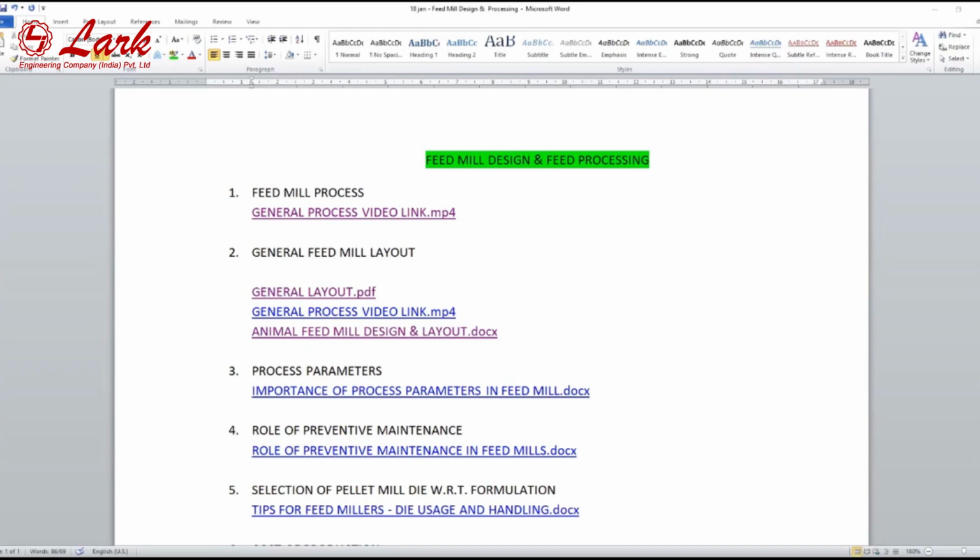Mr. Harjot Singh, I think the screen is not shared to the participants. Yes, the screen is not shared. Okay, I will share the screen, sir. Your Word document is being shared from the last presentation of the general layout of the feed mill. Sorry to interrupt. Okay, sir. Thank you, sir. I will start here, sir.